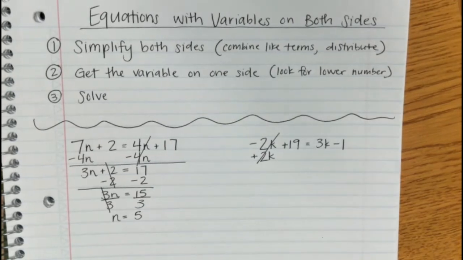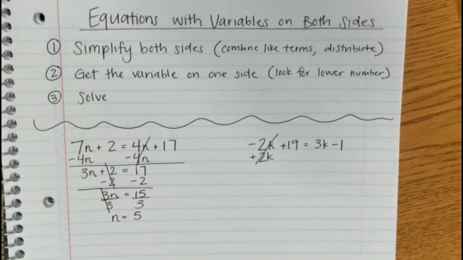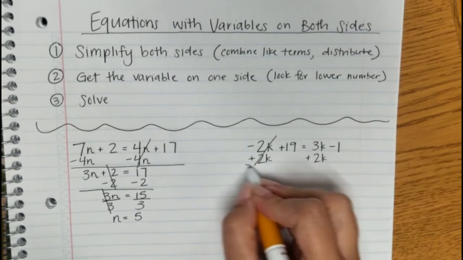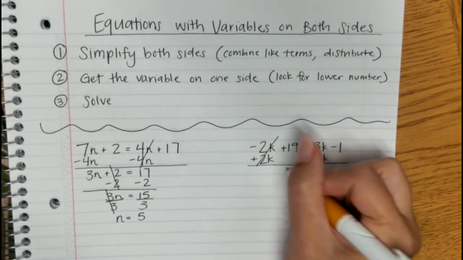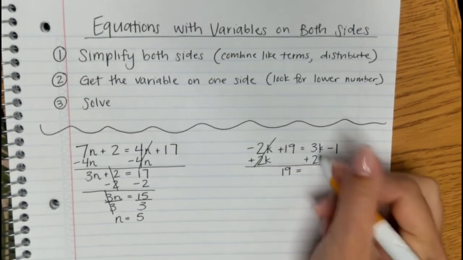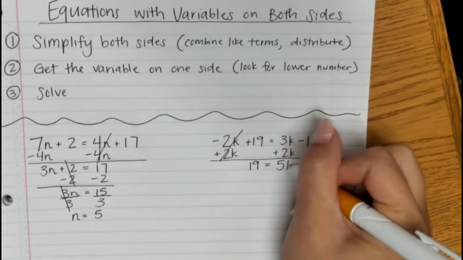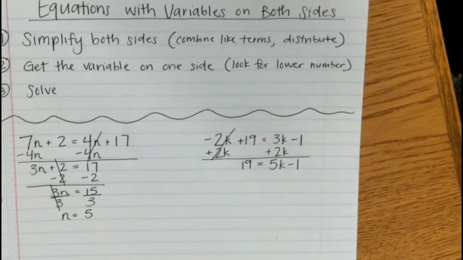That's what allows me to get rid of that. And since I did that on the left side of the equal sign, I need to do it on the right side as well, add 2k. So now on the left side of the equal sign, I only have 19. And on the right side, I have 3k plus 2k, which is 5k, and I bring down my negative 1.